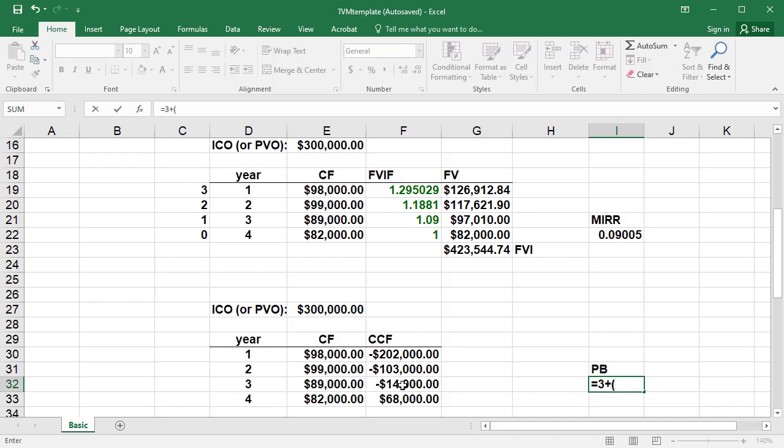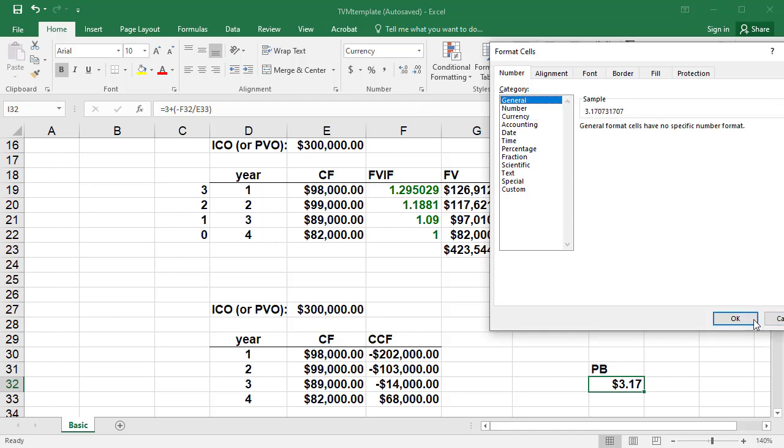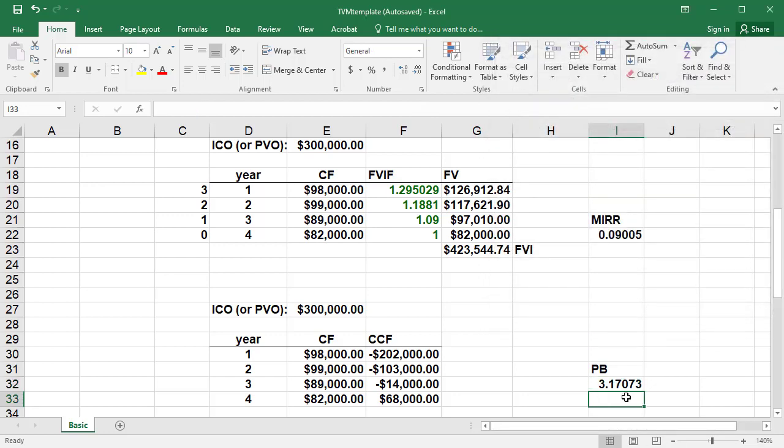I need 14,000 more out of that 82,000. So I need this to be a positive number. I'm going to say negative and click this cell and divide by the next year's cash flow. Close my parentheses. And this ends up being, and this is not dollars either, make this a general number, 3.1707 years. And those are all six methods demonstrated using Excel.